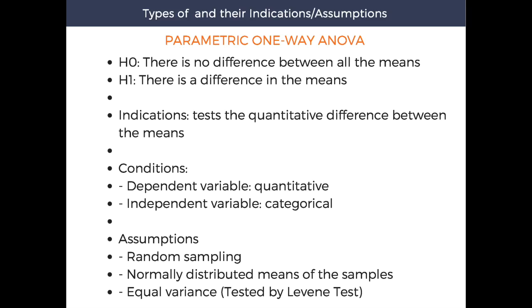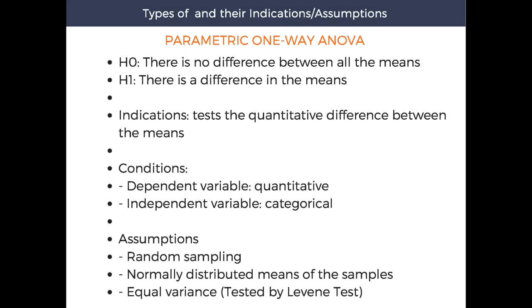In the parametric one-way ANOVA, we have a null hypothesis, which is there is no difference between all the means. The indication for this ANOVA is that we want to test the quantitative difference between means of multiple groups. The conditions for us to use this ANOVA is that we need to have a dependent variable that is quantitative and an independent variable that is categorical. So can you name me what is a quantitative variable and what is an example of a categorical variable?